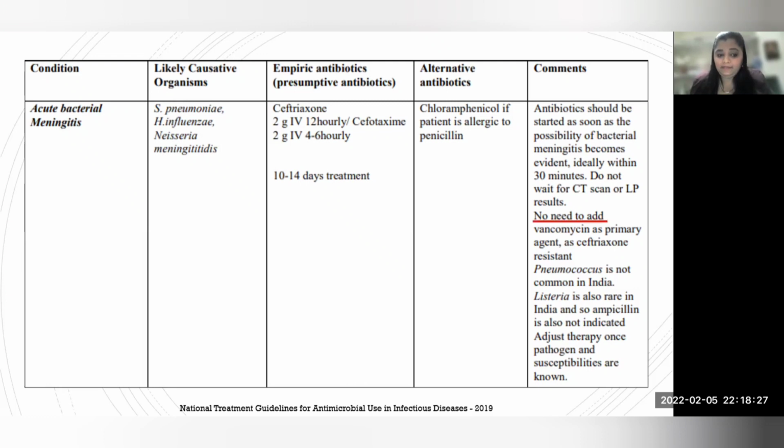Again, here you can see the drug of choice for empiric therapy is ceftriaxone or cefotaxime, and there is no need to add vancomycin as a primary agent, as ceftriaxone resistant pneumococcus is not common in India. And again, Listeria is also rare in India, so ampicillin is not indicated. Depending upon the patient scenario, if there is an elderly patient, you can still consider adding it, but it is not indicated.